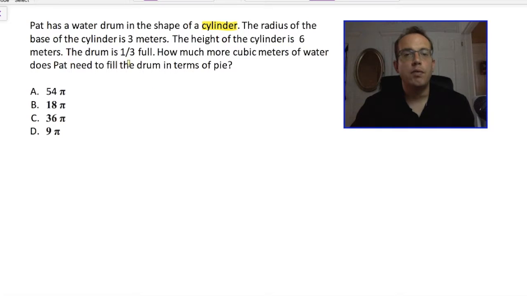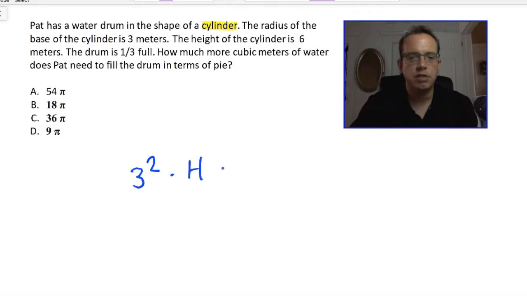If you want to, go ahead and pause the video now and try the problem yourself. Otherwise, I'm going to show you how to do it right now. We know that our radius is 3 meters. We know we have to square that, multiply it times h, and multiply it times pi. So 3 squared is 9, and our height is 6. So 9 times 6 is 54, and we have pi.